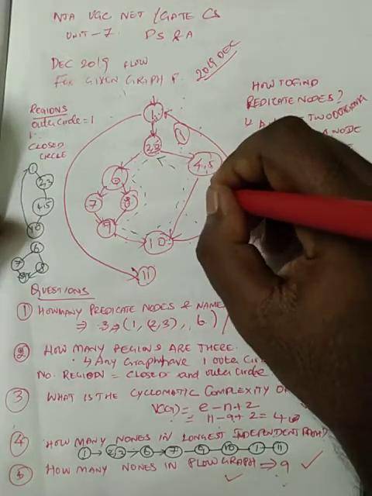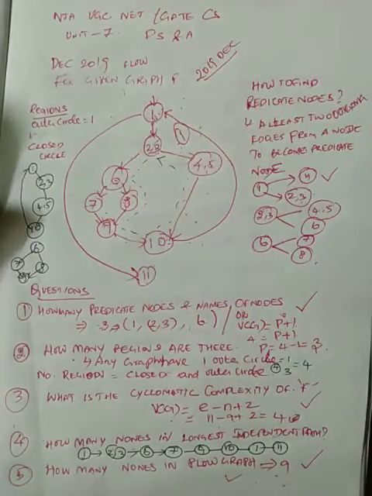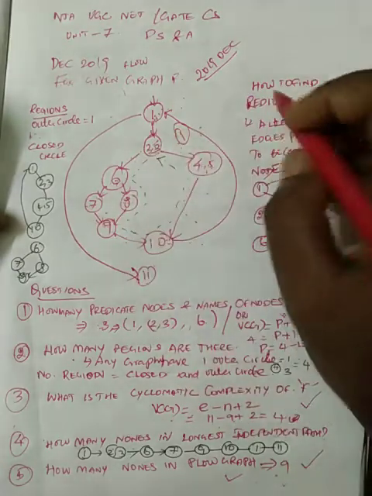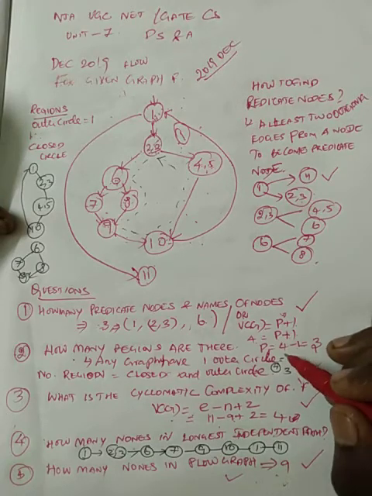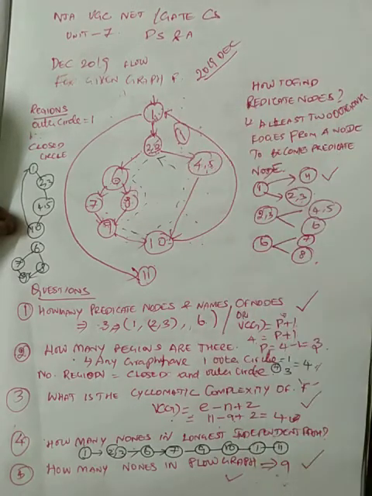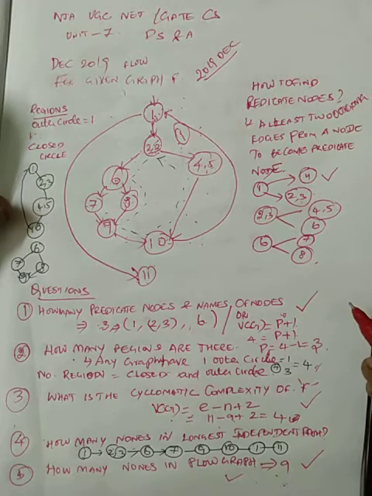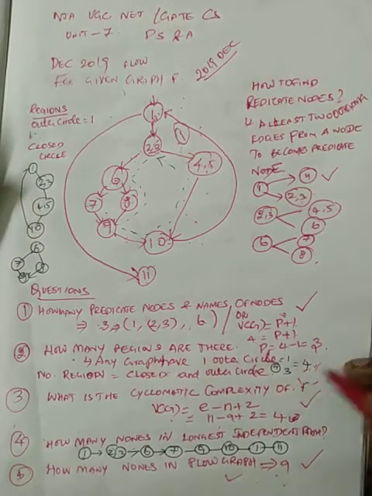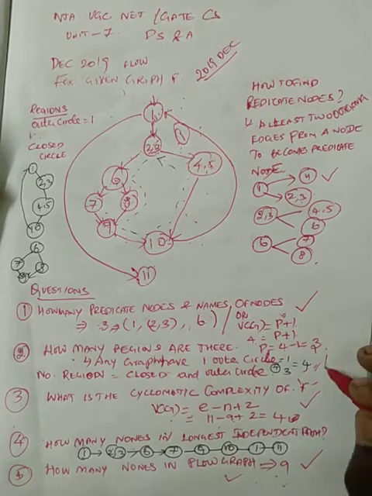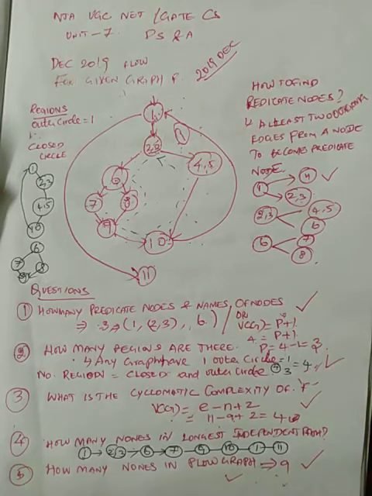So we have closed regions 1, 2, 3, and one outer region. That is 3 plus 1, 4. One outer region, and we found 3 inner closed regions, so totally 1 plus 3 equals 4. Now question number 2 is also solved. And what else is there? How many nodes in the longest independent path?